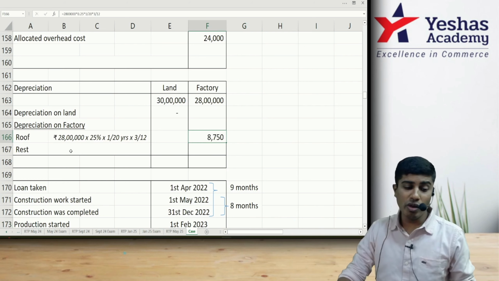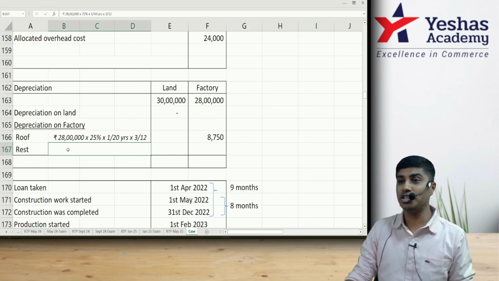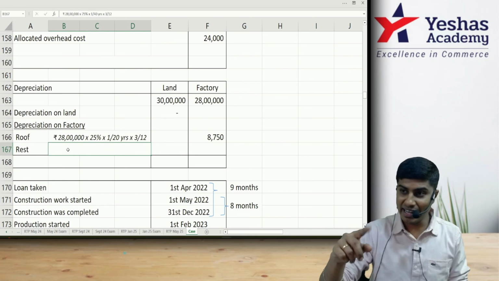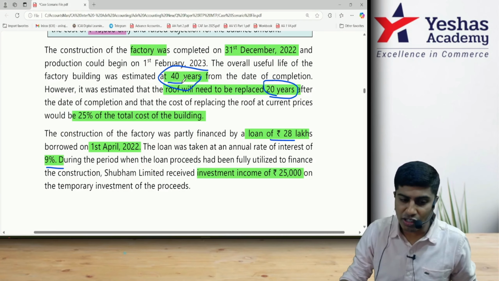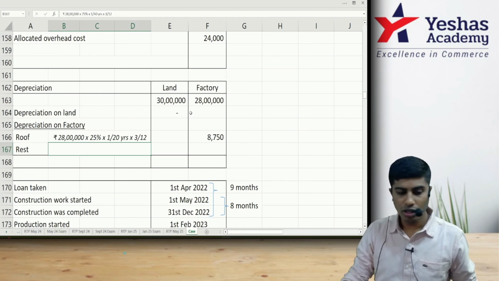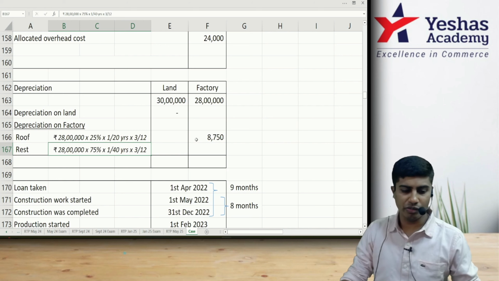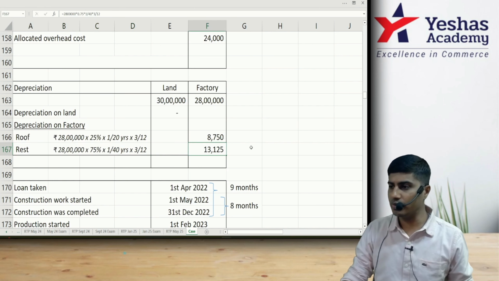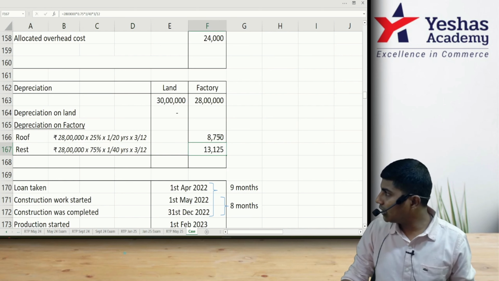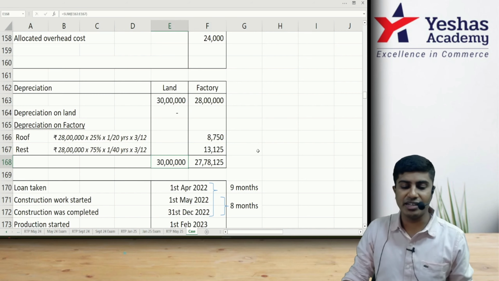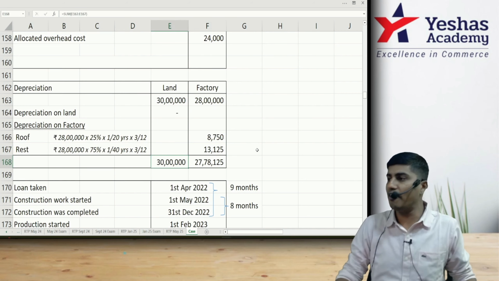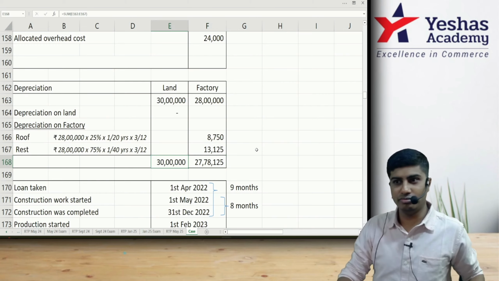8,750. How will we compute the rest of the factory's depreciation? Simple. 28 lakh into 75% into useful life of 40. Rest of the factory 1 by 40 into 3 by 12. 13,125. You deduct from 28 lakh only 8,750 and 13,125. 27 lakh 78,125 will be the cost of the factory building.